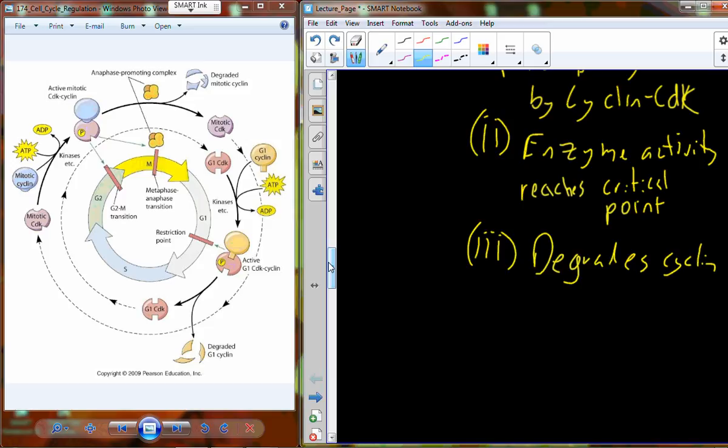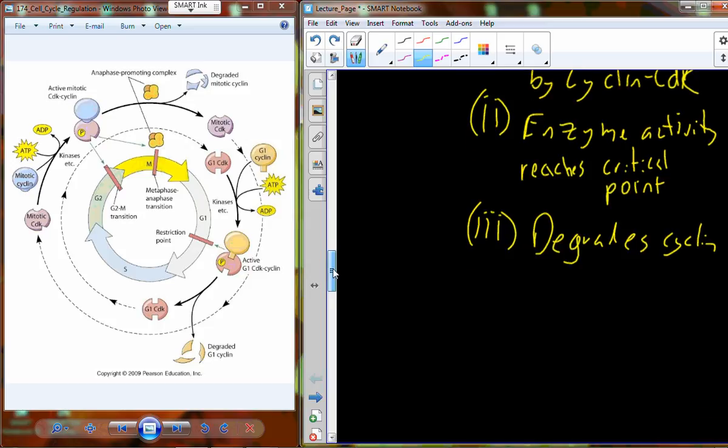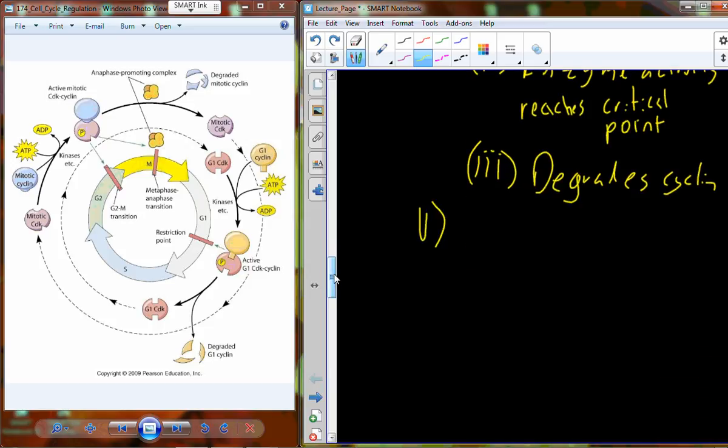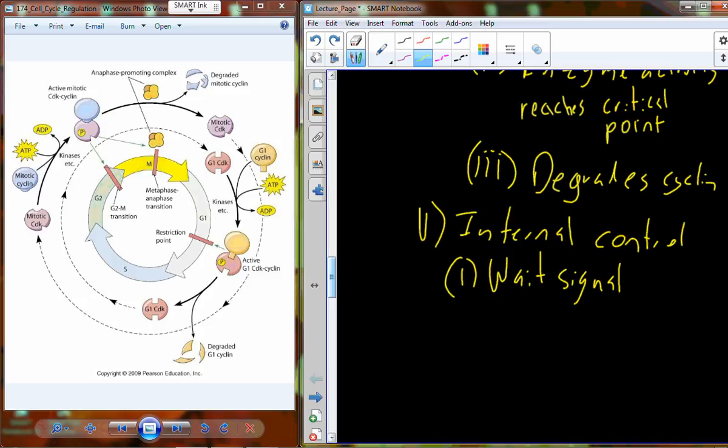Now, we do have some additional internal control or secondary control that happens here. We want to have a lot of redundancy in biological systems, so if one system fails, we have another system to help out. So for the internal control of the cell cycle, we create these things called wait signals. And this particular wait signal associated with the G2 transition point basically allows metaphase to transition to anaphase once the metaphase plate is developed.